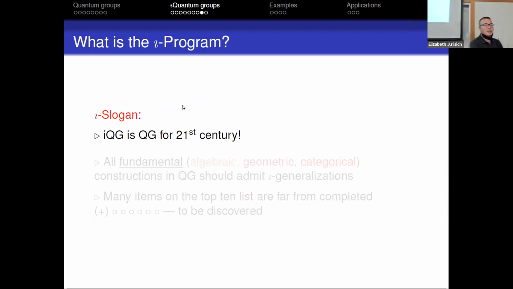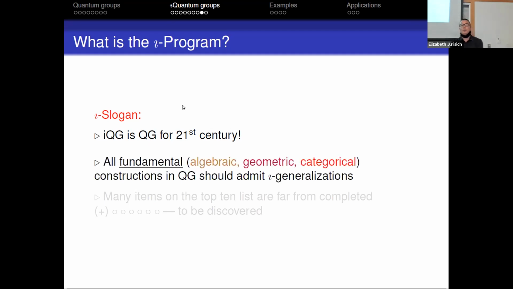Okay. So what's this? Some of my friends also refer to it as my program, and I like to use it as a slogan here: iQuantum group is the quantum group for the 21st century. A little more precisely, I like to advocate basically all the fundamental constructions in quantum groups. The nature can vary, be algebraic, geometric, or categorical. You should aim at the i-generalization.